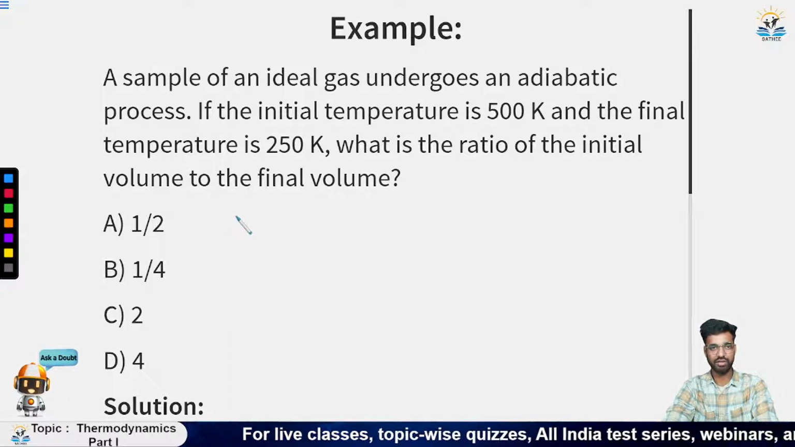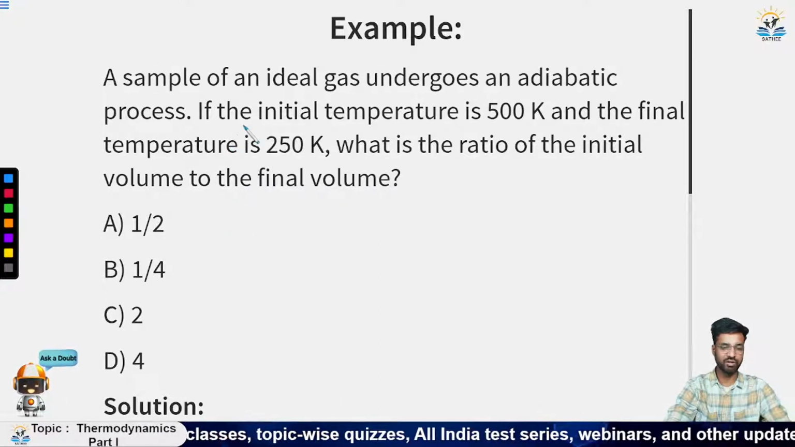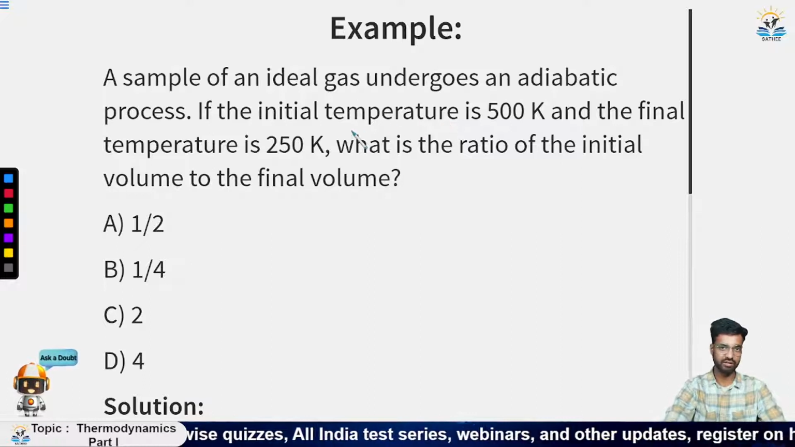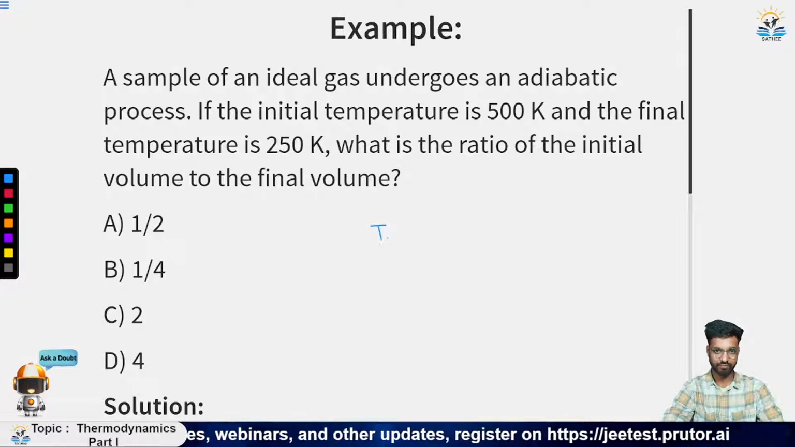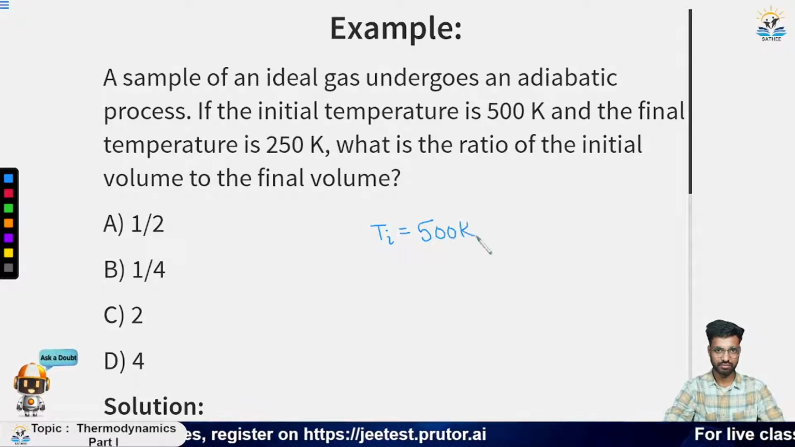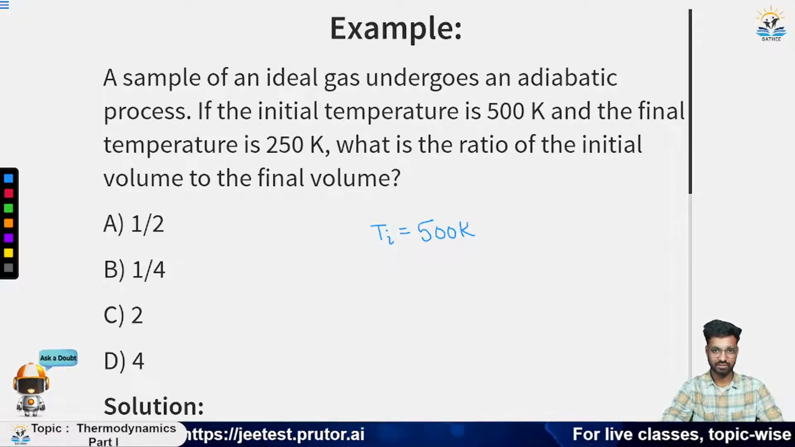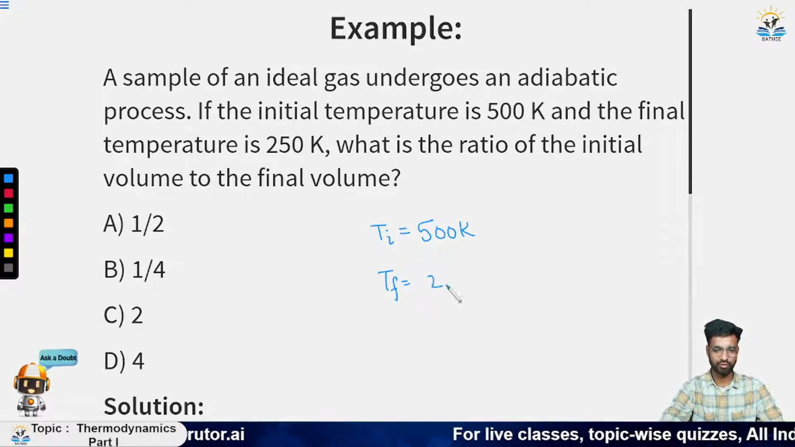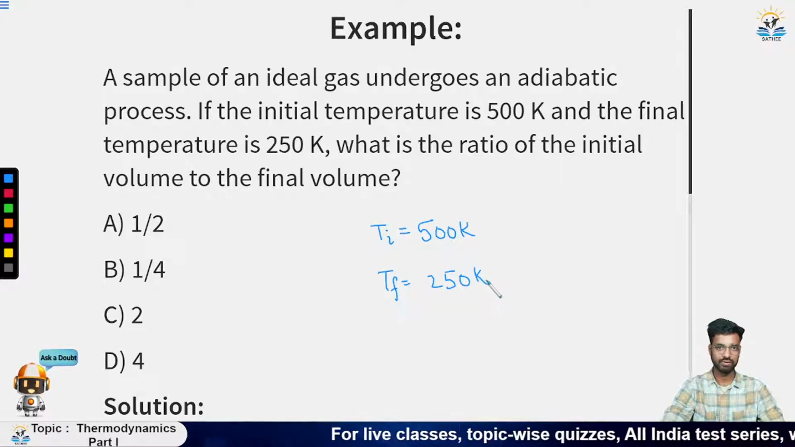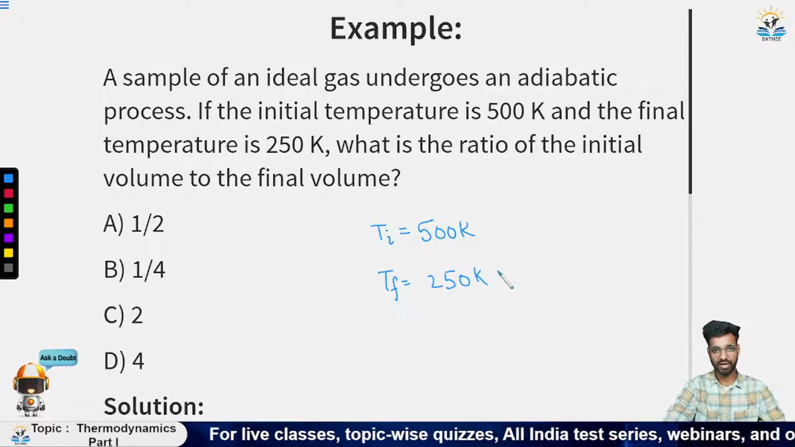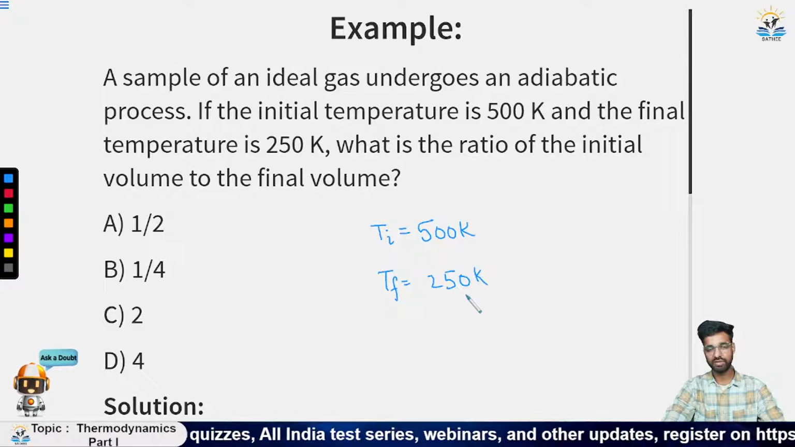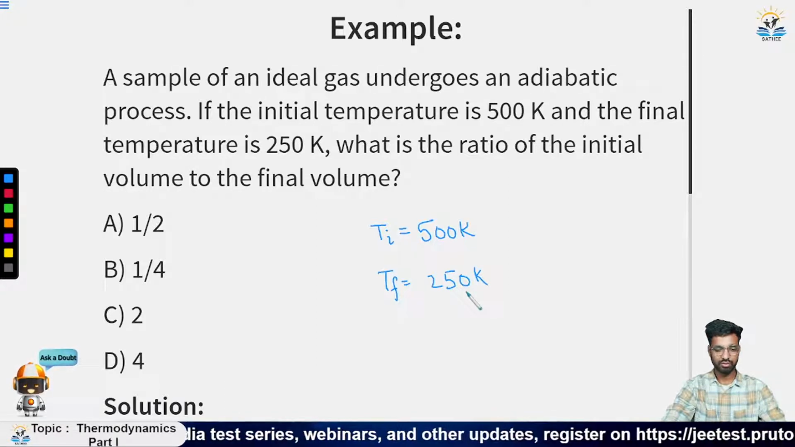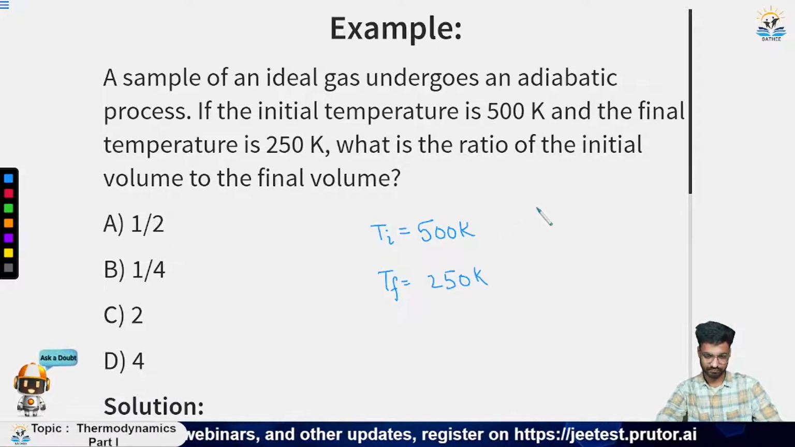Now again, we have a question here. It says that a sample of an ideal gas undergoes an adiabatic process. The initial temperature is given as 500 Kelvin and the final temperature is 250 Kelvin. Now what is the ratio of the initial volume to the final volume? So we have to calculate that. You know the formula, you can use it.